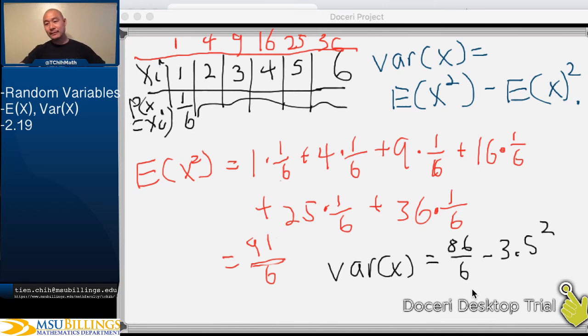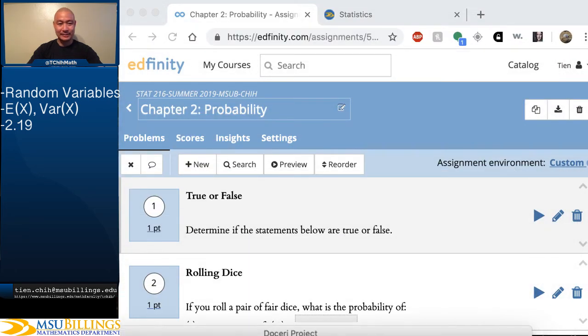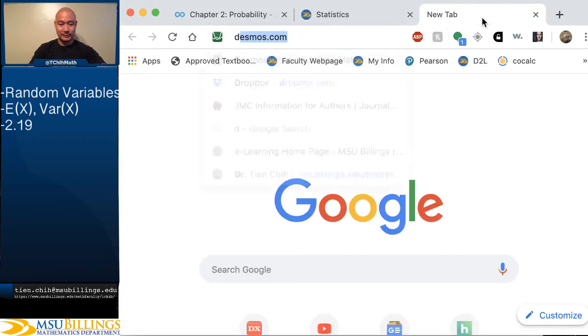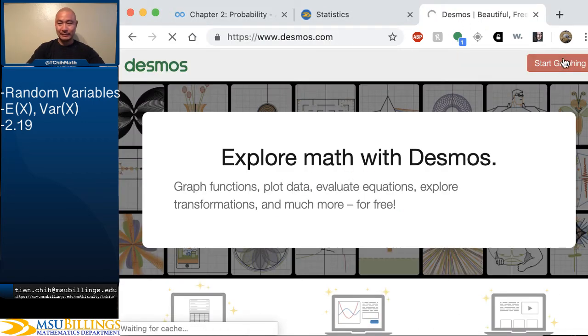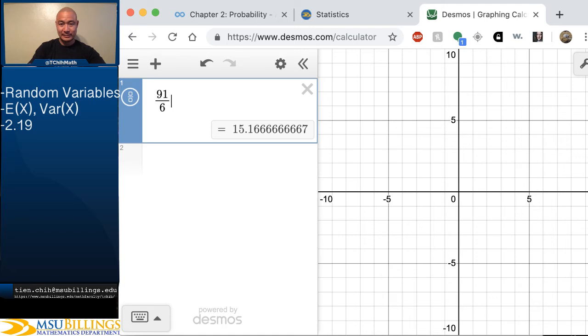And so we could go ahead and work out what 91 over 6 minus 3.5 squared is by hand, but I don't really think that's a great use of our time. So I'm just going to pop over to this thing over here and say, all right, 91 over 6 minus 3.5 squared, 2.9167.